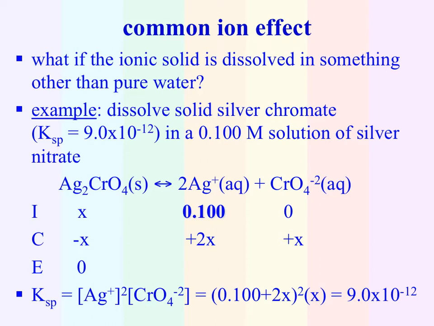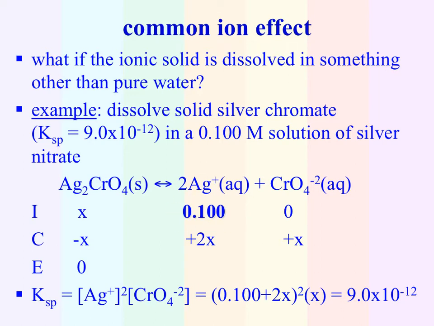Okay, so we've been told that we've dissolved solid silver chromate with a Ksp equal to 9 times 10 to the negative 12 in a 0.100 molar solution of silver nitrate. In this case, we want to know what the solubility of our silver chromate is. So we set up our ionization process that we see here. We have our silver chromate, it breaks up into silver ions and chromate ions, and we have our ICE table. We don't know what the solubility of our silver chromate is. That's what we're trying to figure out.